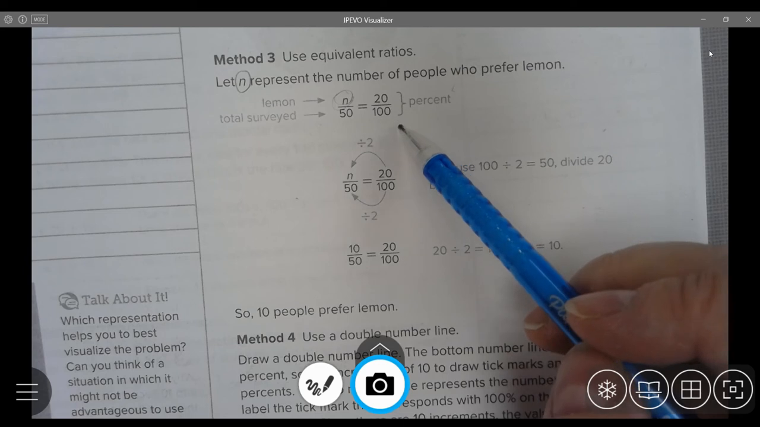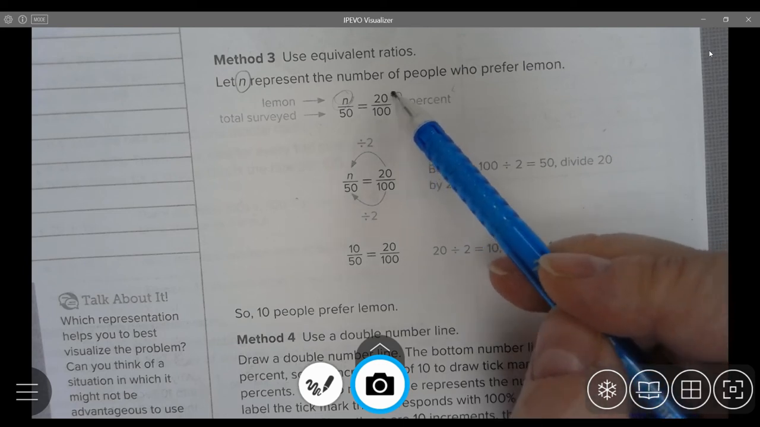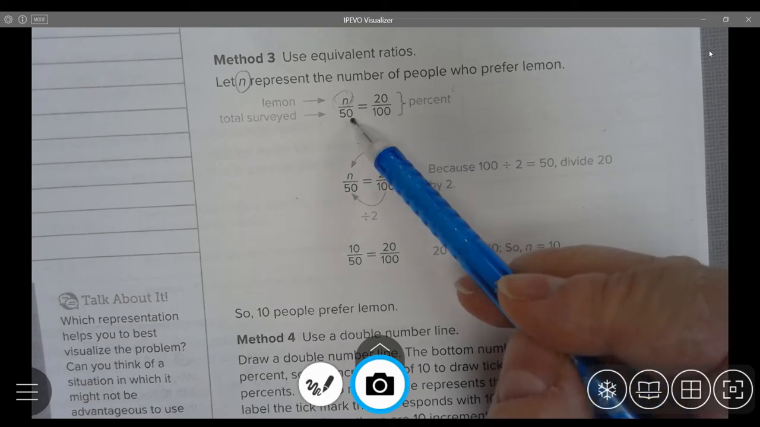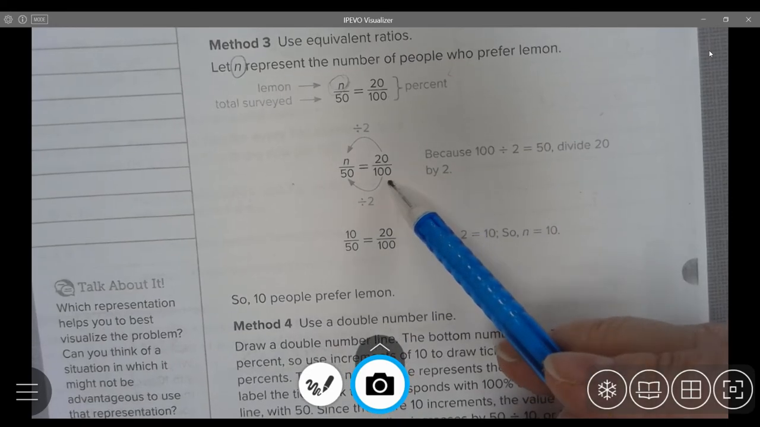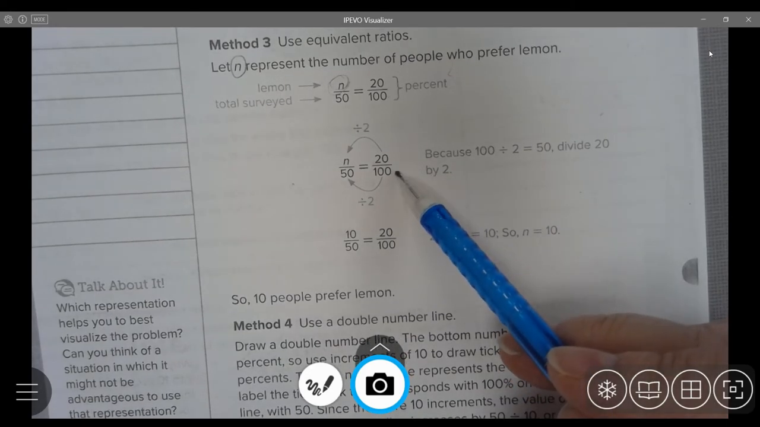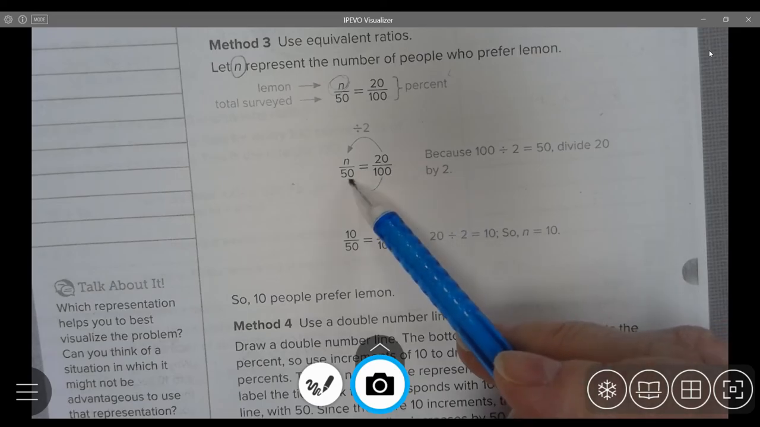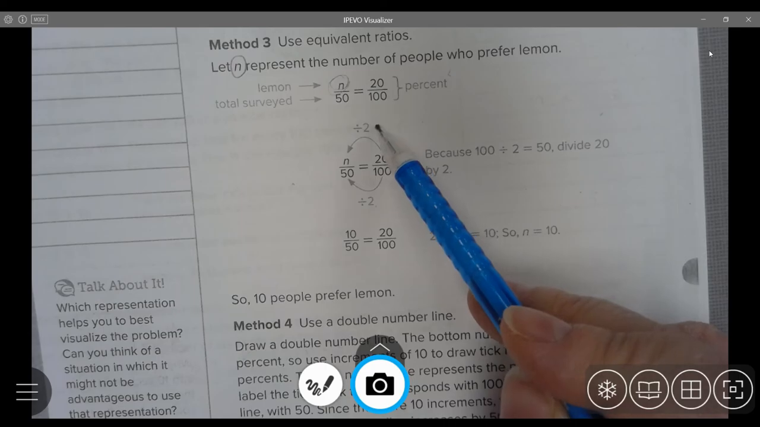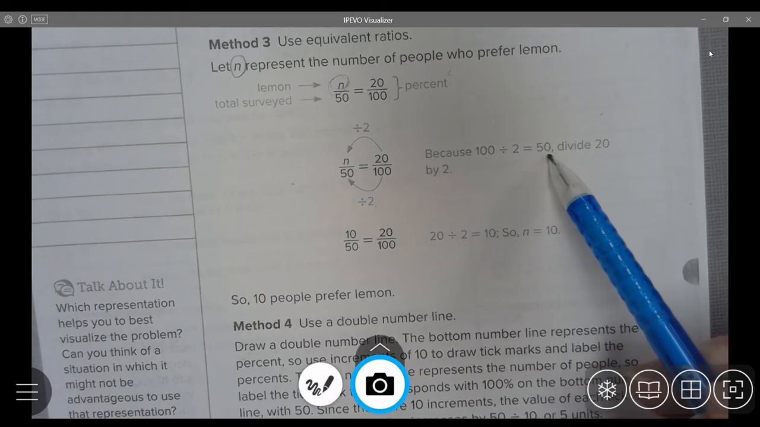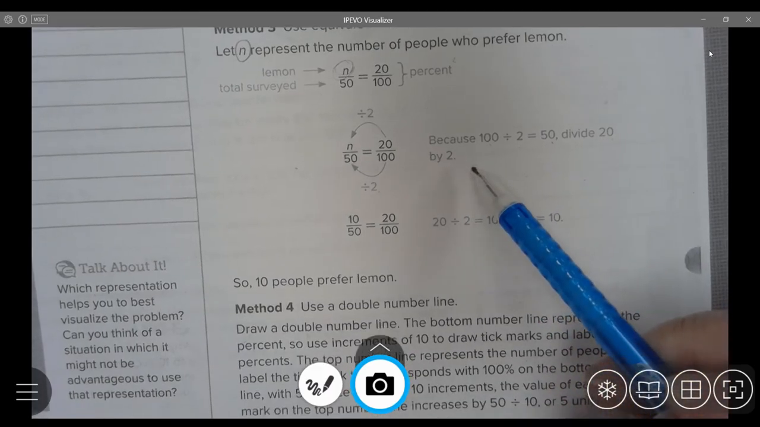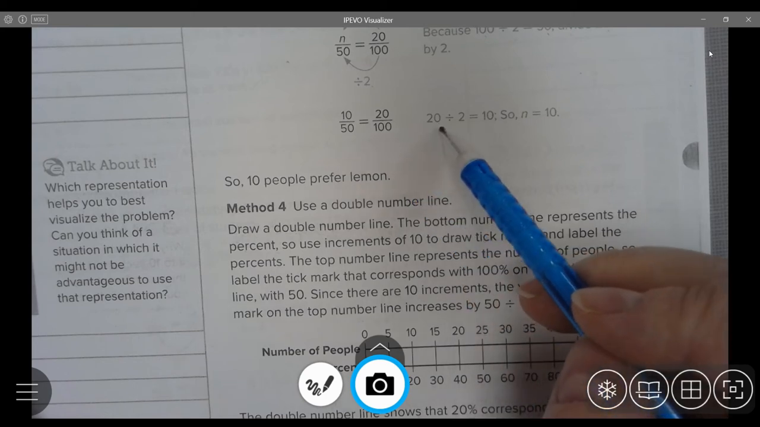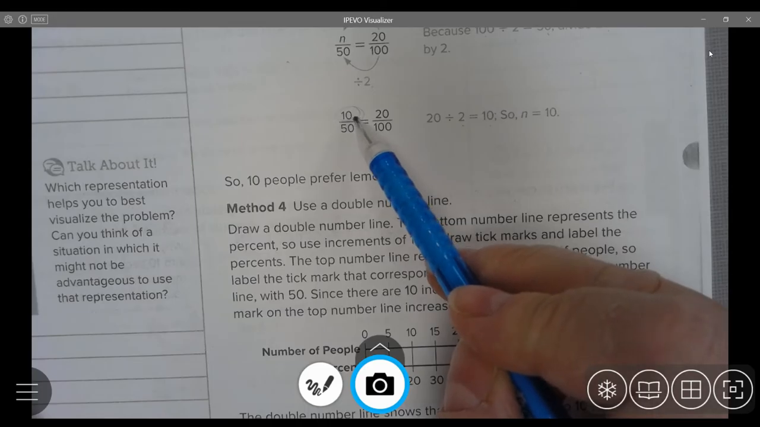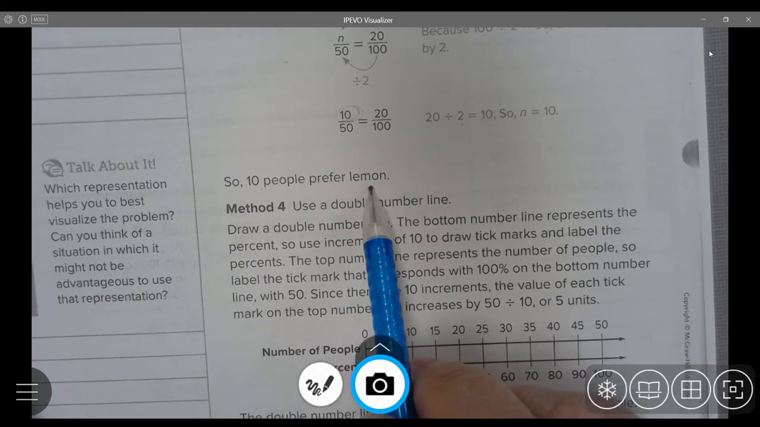So we would set it up as an equivalent ratio, 20 to 100. These are both percents. We're finding 20%. We know the 100% is 50. So we can scale it back: 20 over 100, and we can take the 100 down to 50 by dividing by 2. We do the same thing for the 20. 20 divided by 2 is 10. So the n, or that placeholder, would be 10, and that answers the question: 10 people prefer lemon.